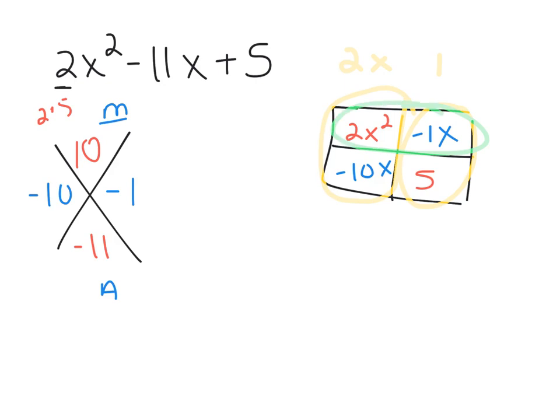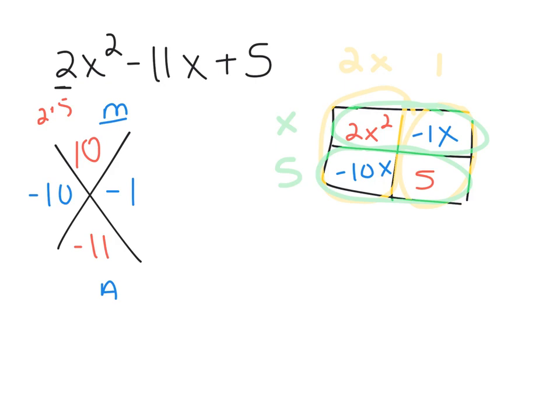Over here, you have 2 and negative 1. There's nothing common there, but you have x squared and x, so you have a common factor of x. And then you have negative 10 and 5, and your common factor will be 5.